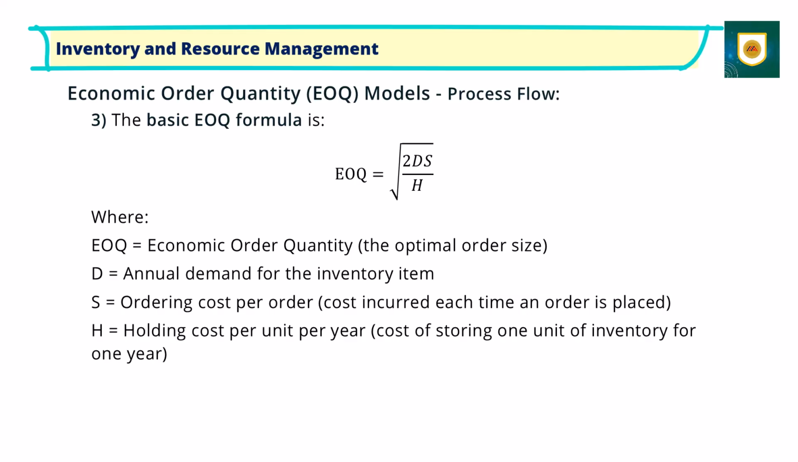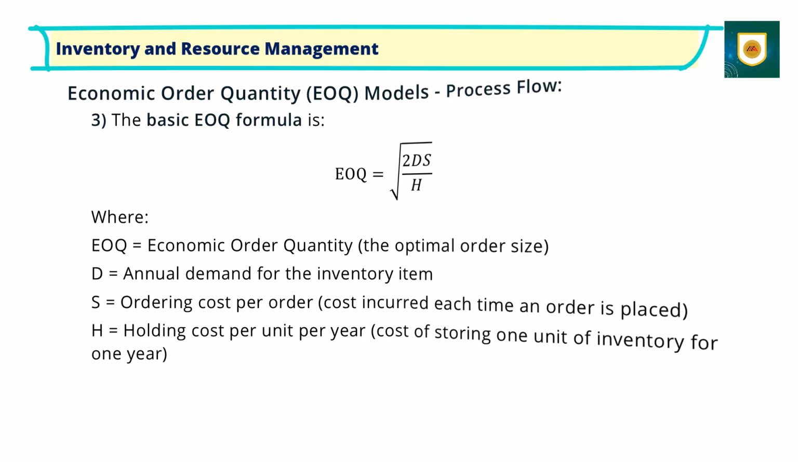Where EOQ equals economic order quantity, the optimal order size. D equals annual demand for the inventory item. S equals ordering cost per order, cost incurred each time an order is placed. H equals holding cost per unit per year, cost of storing 1 unit of inventory for 1 year.